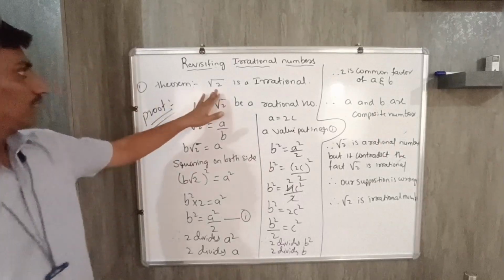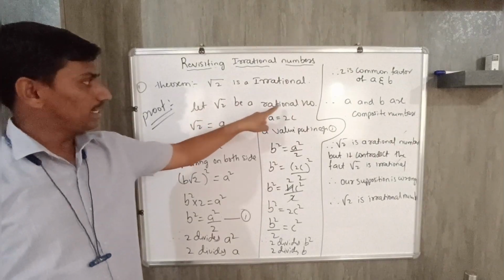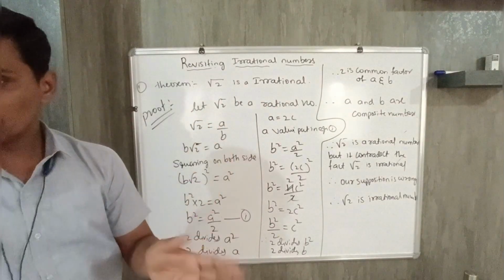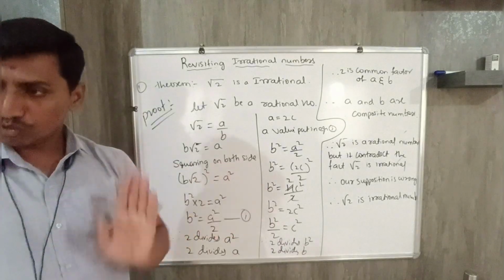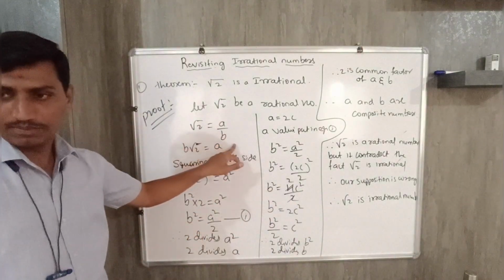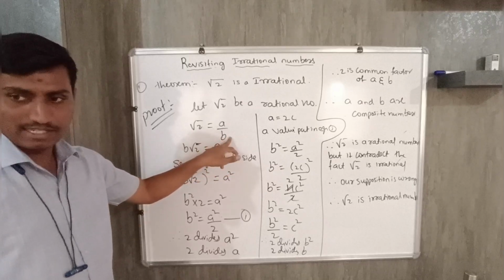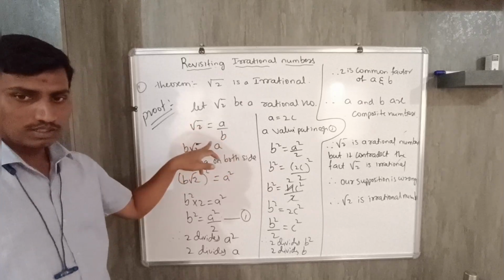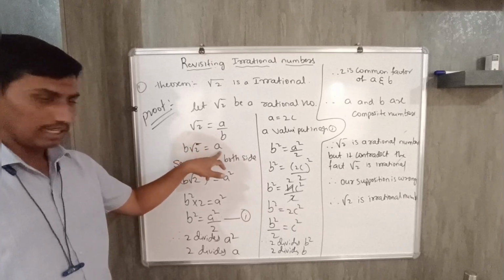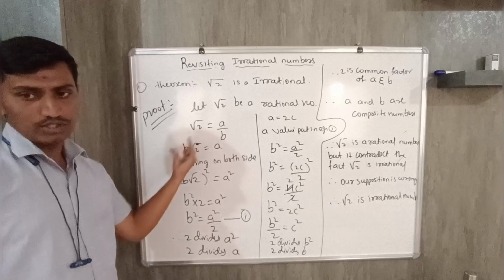Okay, see here, root 2 is an irrational number, so let root 2 be a rational number. This is the opposite assumption, so we have to imagine another case, a rational number, right? So converting to rational form, root 2 equal to a by b, right? Here b is divided, so b taking this side means b into root 2 equal to a. Okay, so we have to square on both sides.